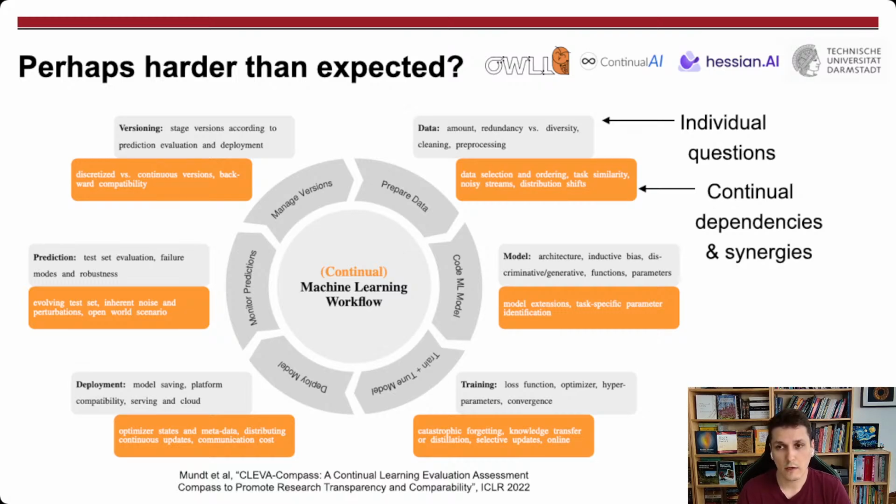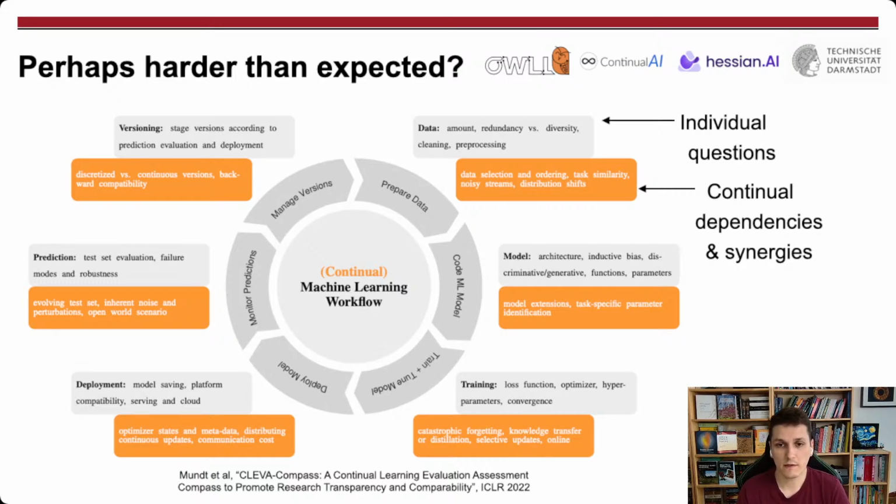Here as an example, if we are sticking to this data perspective, if we are in fact interested in continual or lifelong learning, we'd no longer just be curious about the amount of data that we need, but we'd also maybe ask ourselves what data we select next in the future, which we've seen in active learning. We'd ask ourselves maybe about how the order of the data influences our final performance or our intermediate performance, e.g. in the curriculum learning setting, alongside other questions such as task similarity, whether there are noisy streams, and what types of distribution shifts we may potentially encounter.